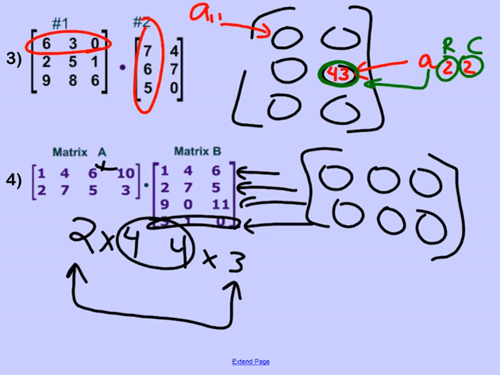All right, good. And then which ones go together? The 6 goes with the 7. And what is this essentially, an add problem? No, it's a multiply problem, so you multiply them. 6 times 7 is 42.